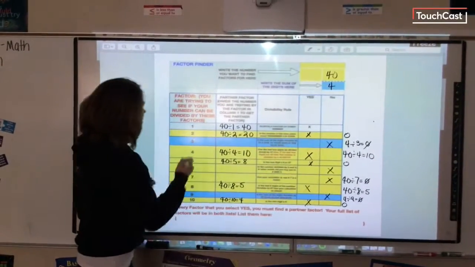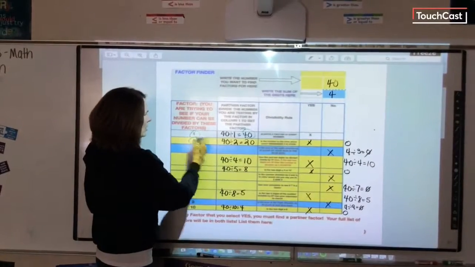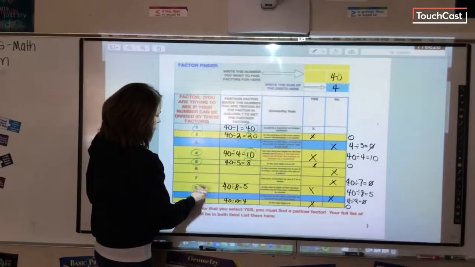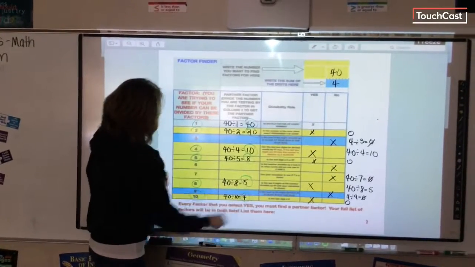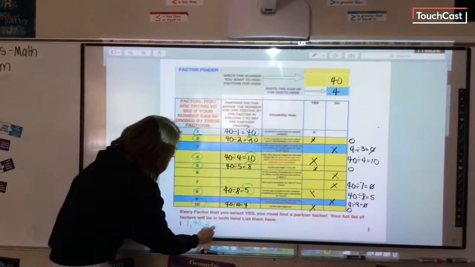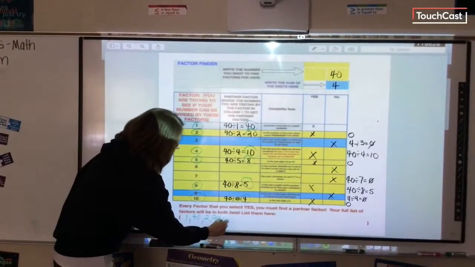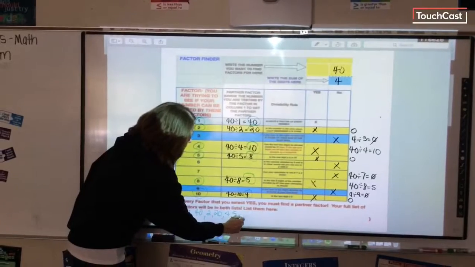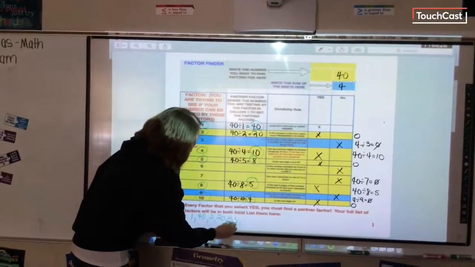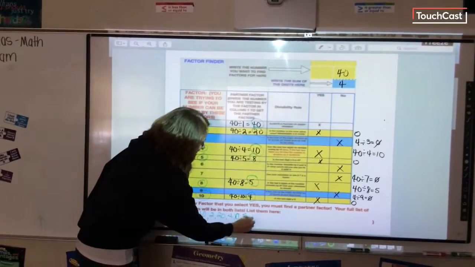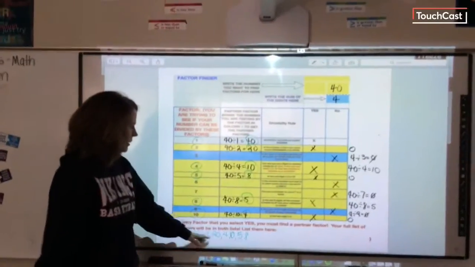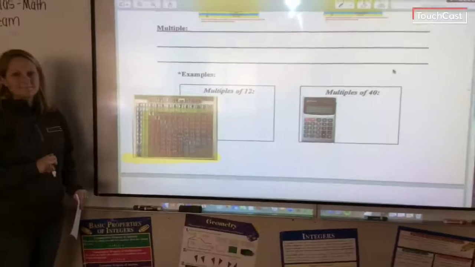So again, we're going to just circle the numbers so we remember what ones we want to put at the bottom. We're going to write out 1 and 40, 2 and 20, 4 and 10, sorry, 4 and 10, and 5 and 8. We don't again have to rewrite the same numbers twice, and now we have all of our factors of 40.